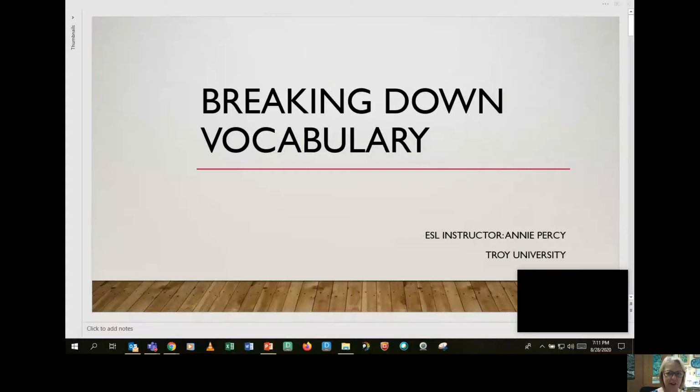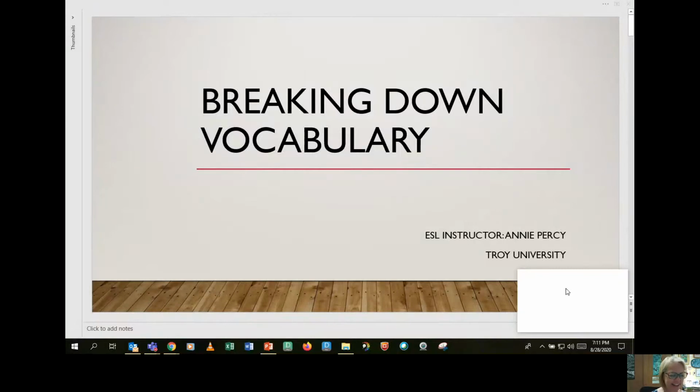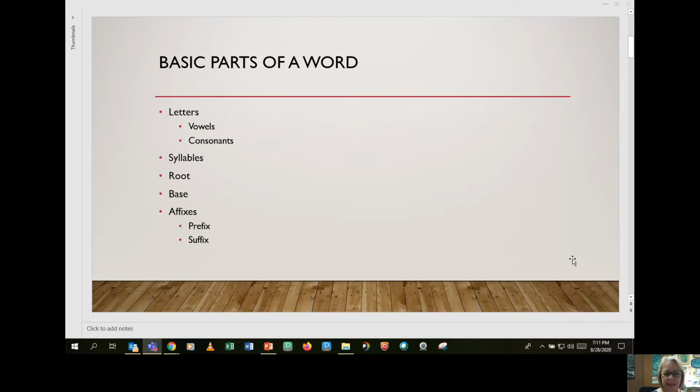All right, so you should see my screen now that says breaking down vocabulary. So we're going to begin, and you will have a handout that has all of this on it. But we will begin with the basics. We'll start with letters to syllables, roots, base, and what affixes are. So these are the parts of words that we are going to learn about so we can deconstruct and construct.